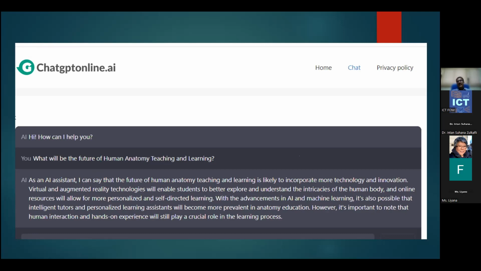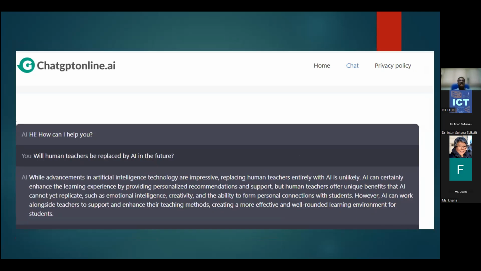Now, at this stage, even teachers may worry whether AI is going to replace them. So I asked this question: will human teachers be replaced by AI in the future? The response I got was: while advancements in artificial intelligence are impressive, replacing human teachers entirely with AI is unlikely. AI can certainly enhance the learning experience by providing personalized recommendations and support, but human teachers offer unique benefits that AI cannot replicate, such as emotional intelligence, creativity, and the ability to form personal connections. This is very, very important.